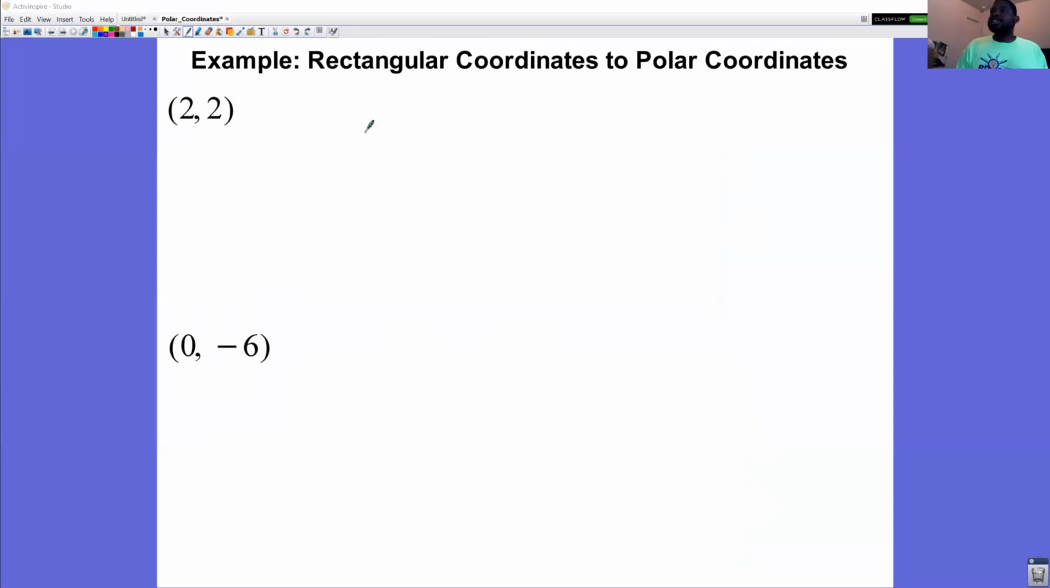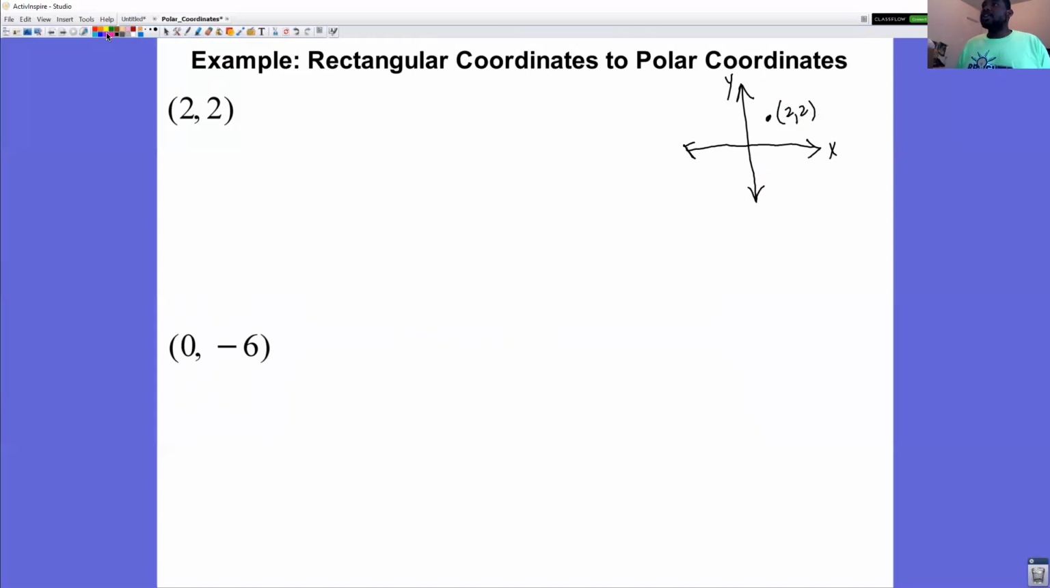So the first example is (2, 2). What will probably help is if you first plotted where the point is. As you can see, (2, 2) is a quadrant 1 point. I'm just going to say it's right there. So I know my polar coordinate has to be a representation of a point in this quadrant.